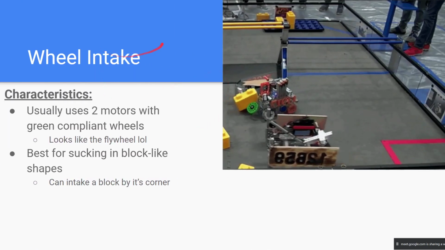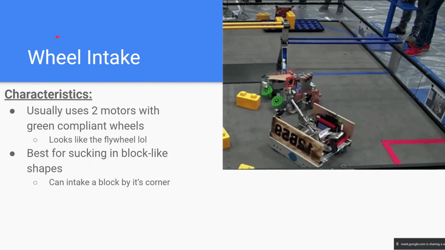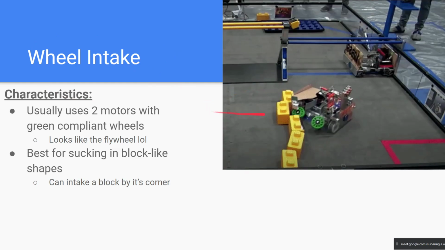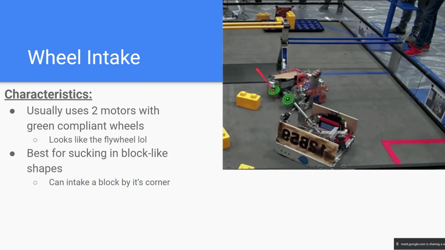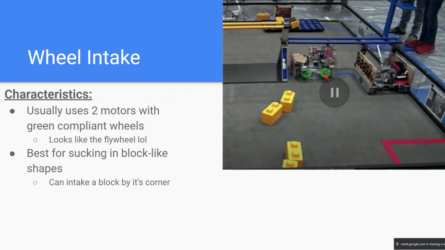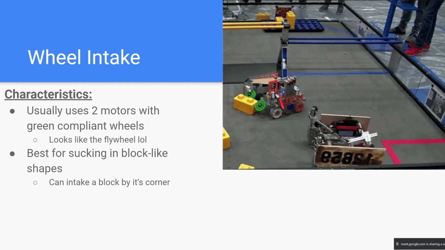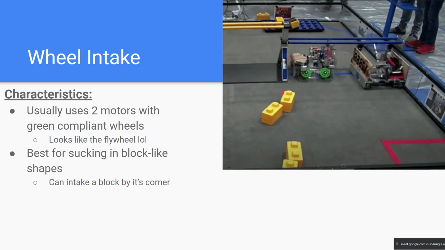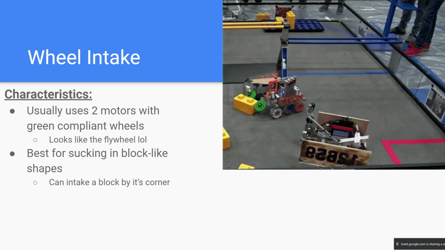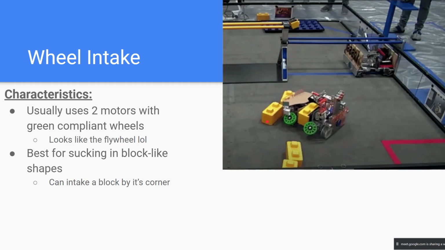Okay, wheel intakes. These are pretty epic. We see these a lot, very commonly, especially whenever the game requires you to grab blocks. Like this game, which was last year's game. Basically all it uses is two motors that spin the compliant wheels. These green wheels are different because they're squishy and kind of sticky, so they're good for gripping things and sucking things in. That's why we use these types of wheels.